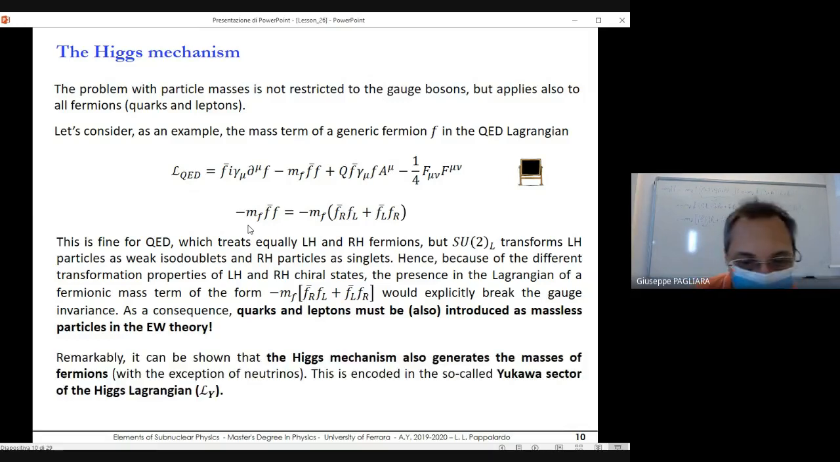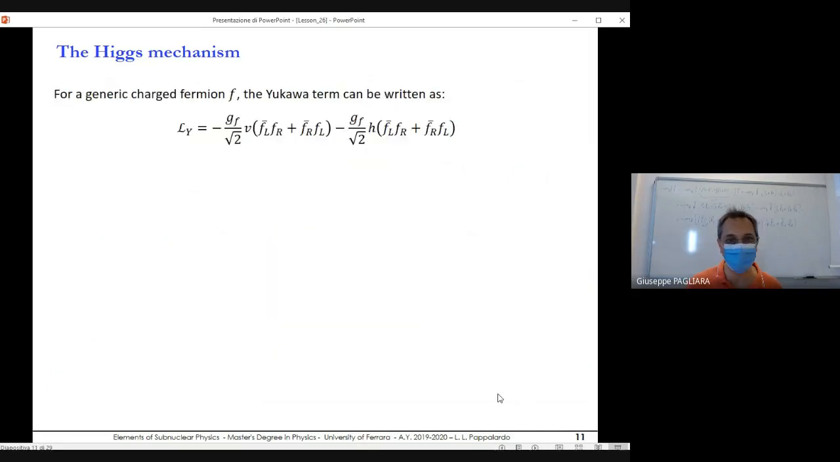Now, the fundamental point here is that it can be shown that the Higgs mechanism also provides the masses to the leptons, to the fermions. So not only to the gauge bosons, but also to quarks and leptons. And this is encoded in the so-called Yukawa sector of the Higgs Lagrangian, which is given here. We will not derive this, but it is in this form here.